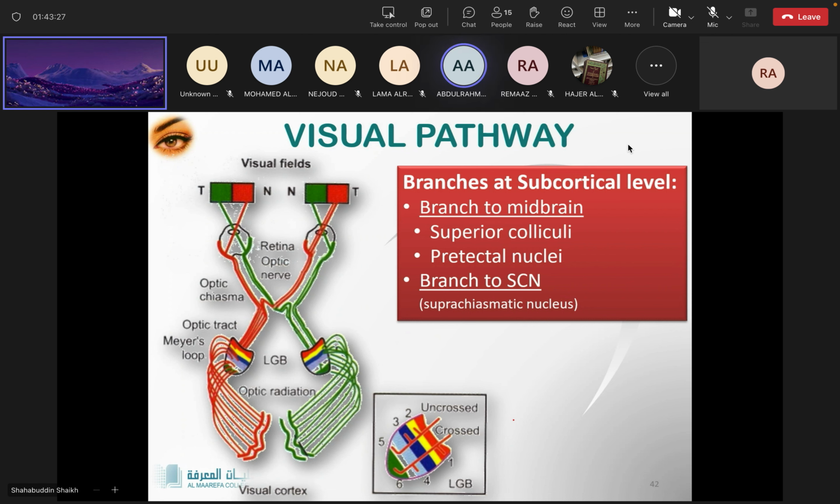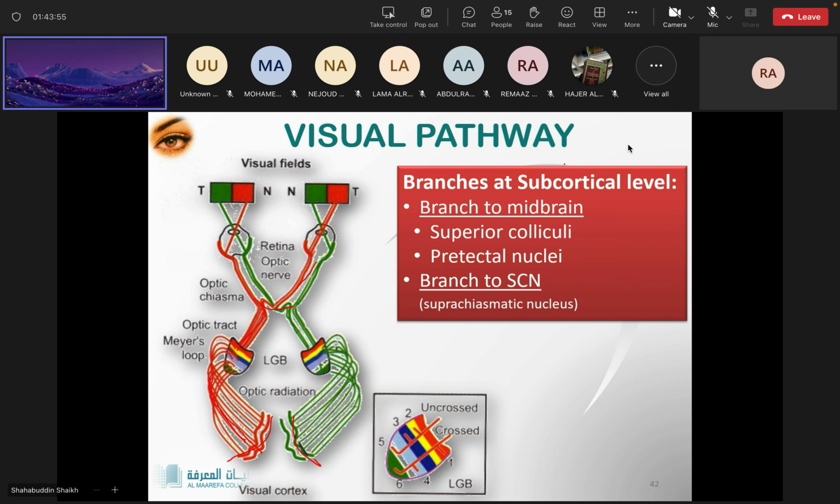Good. You have covered this in anatomy, so I will not go into too much discussion. I'll just tell you the names: optic nerve, optic chiasma, optic tract, and optic radiation. Are we clear? After the thalamus, this is called optic radiation. It goes to the visual cortex finally. Are we clear?